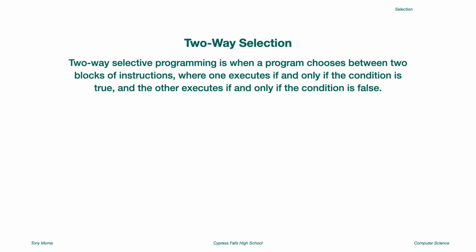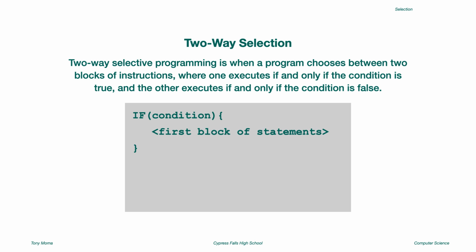Two-way selection. Two-way selective programming is when a program chooses between two blocks of instructions where one executes if and only if the condition is true and the other executes if and only if the condition is false. In two-way selection, we once again start with a regular if statement, the if keyword, the condition, then inside the curly brackets, a block of statements. After that, we have the else keyword, then another pair of curly brackets, and a second block of statements. The first block of statements executes if and only if the condition is true. The second block of statements executes if and only if the condition is false.